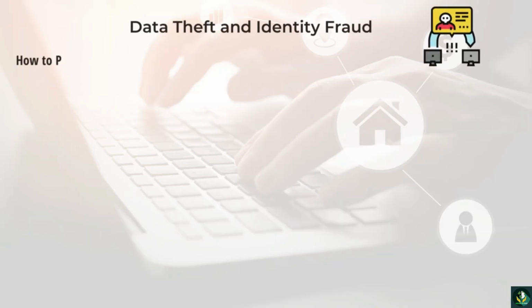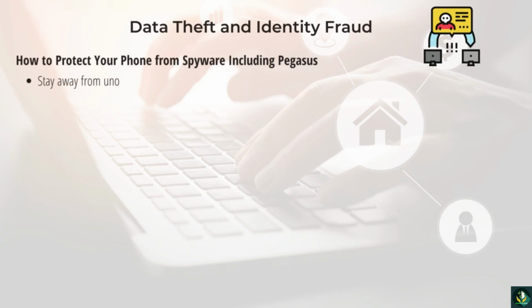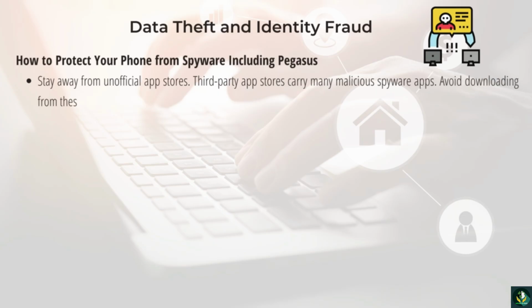How to protect your phone from spyware, including Pegasus. 1. Stay away from unofficial app stores. Third-party app stores carry many malicious spyware apps. Avoid downloading from these stores to lower your risk of infection.